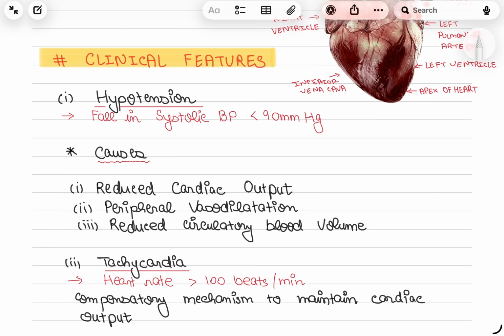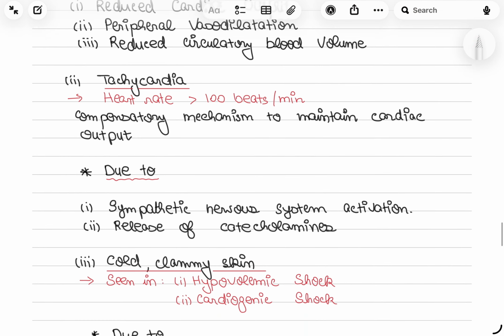So first is hypotension. Please excuse me if you can hear some background noise. I'm sorry for that, I'll try to fix this in the next video. So first is hypotension. Hyper means increased and hypo means decreased. I'm so sorry. In this there is BP less than 90 mmHg. This occurs due to reduced cardiac output, peripheral vasodilation, and reduced circulatory blood volume.